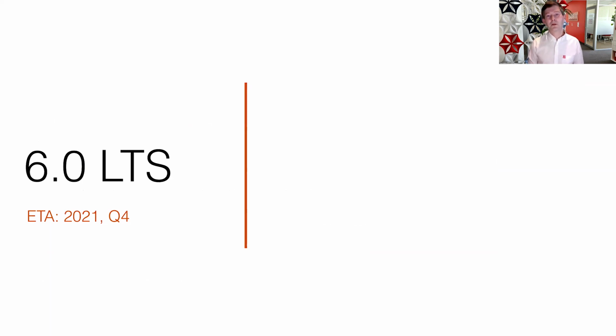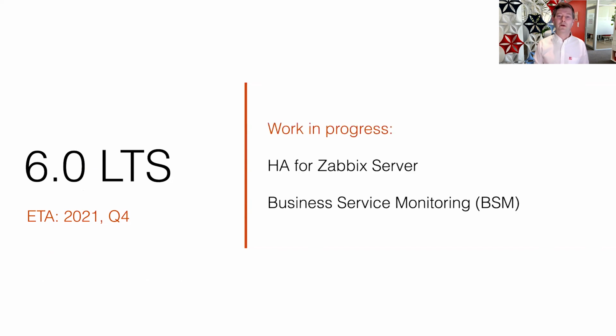But now I would like to tell you just a little bit about 6.0. So 6.0 LTS, this is a new major release we are focused on now. It's planned to be released by the end of this year. And there are two things our development team is working on right now. It's high availability for Zabbix server, so it will be available just out of the box. You install Zabbix server and you can run it in a kind of high availability cluster mode. It will be available in 6.0.